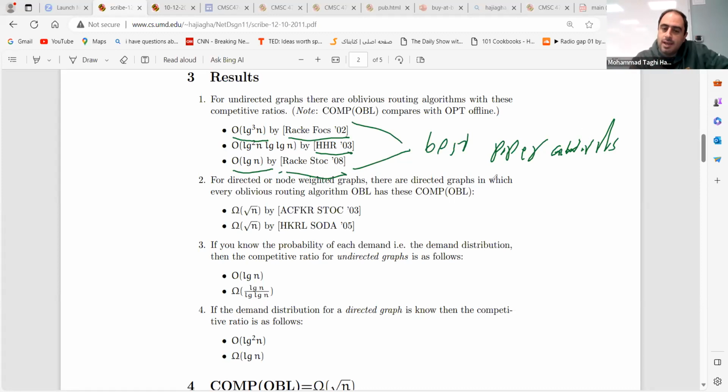However, for the directed case, everything here was for undirected graphs. For directed graphs, there is a lower bound of square root of n, in a STOC or SODA paper. We consider this even for single source, which I will talk about. As I mentioned, for directed graphs, there is no hope, even for the single source case.